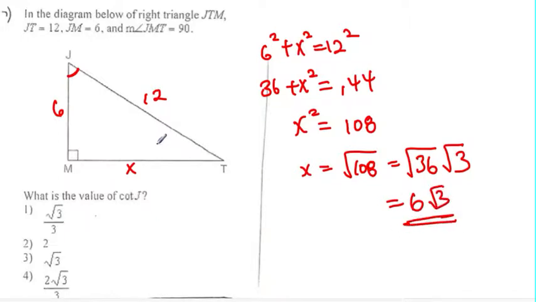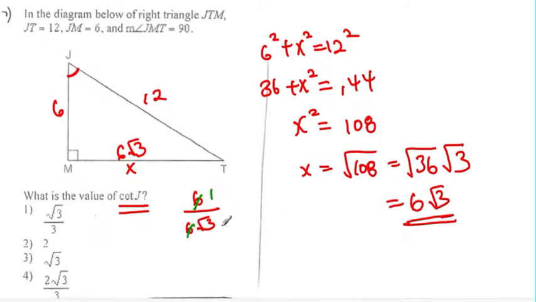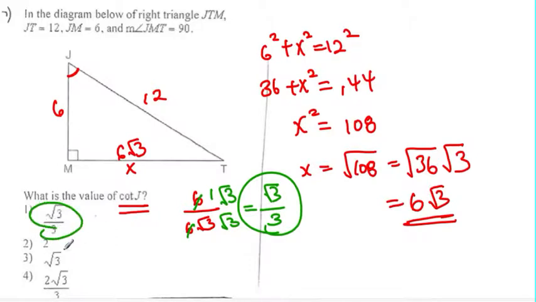I'm not sure if you noticed this, but this is in fact a 30, 60, 90 triangle. Let's put 6 square root of 3 right over here. Once again, cotangent is the reciprocal of tangent. Therefore, this has to be adjacent over opposite, which means 6 over 6 square root of 3. Here we realize that 6 cancels out. Then we multiply radical 3 by radical 3, top and bottom, and we get radical 3 over 3. So that becomes our answer, choice number 1.